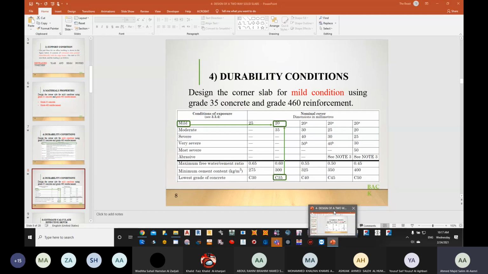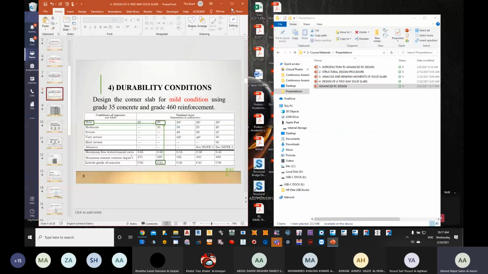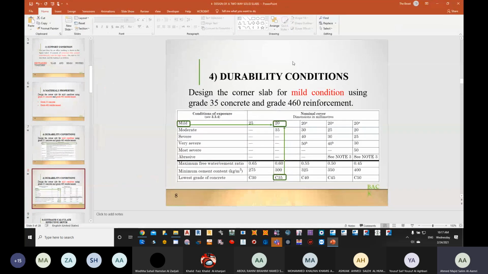Whenever I update something, you will see that your PowerPoint will be updated in the link. So you don't worry about whatever changes I'm doing in the PowerPoint. It will be updated directly to you.